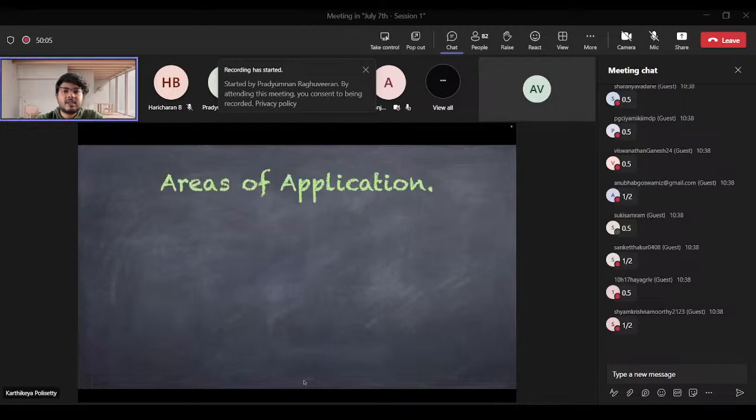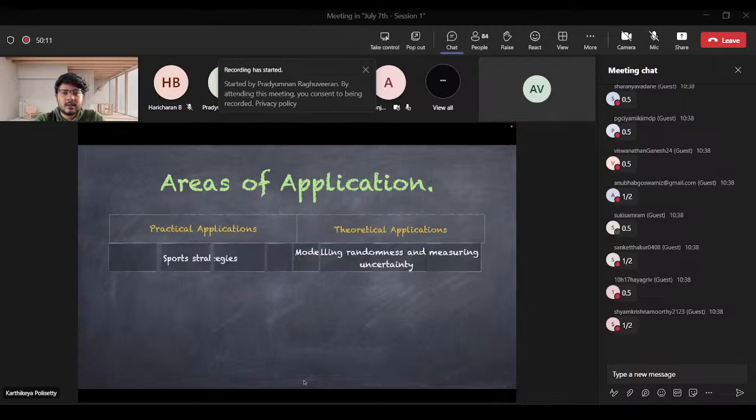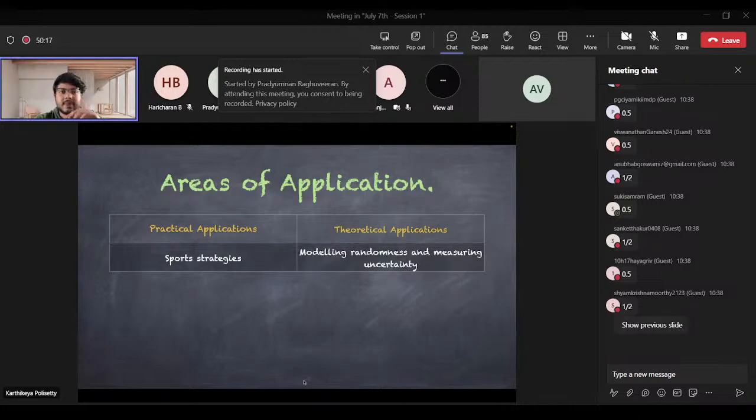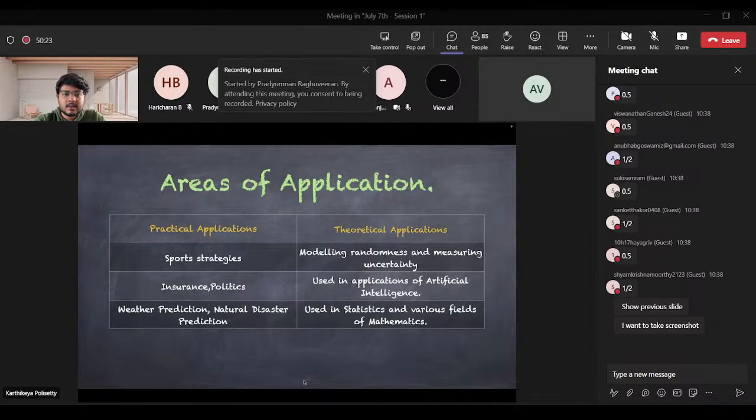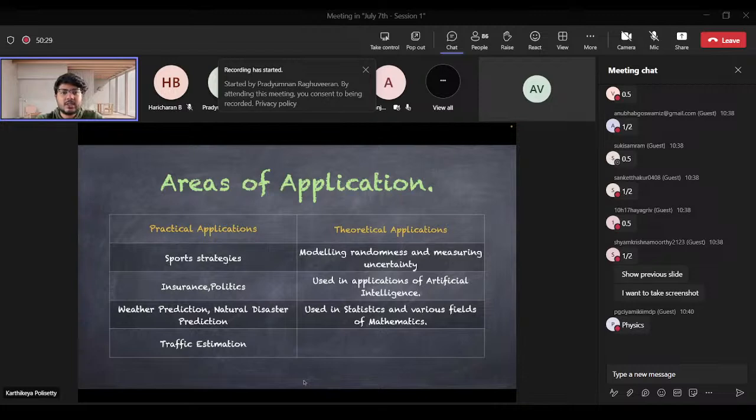What are the areas of application of probability? Why do we need to study probability? Yes, we'll see. Sports strategies, modeling randomness. There are different applications, practical and theoretical as well. Practical applications include sports strategies, insurance, politics, weather prediction, natural disaster prediction, traffic estimation, and so on. Theoretical applications include modeling randomness and measuring uncertainty, used in artificial intelligence, statistics and various fields of mathematics and physics.